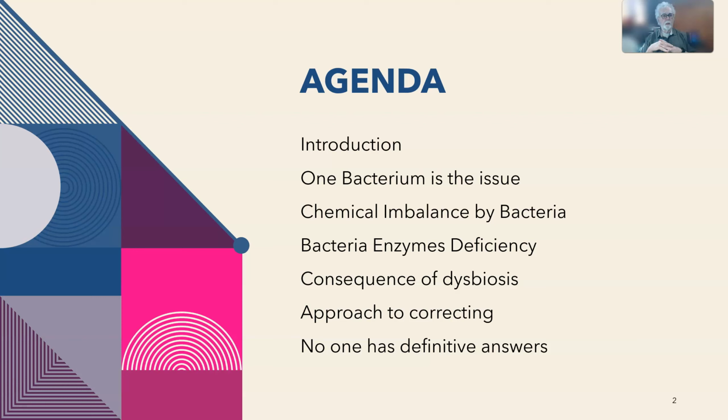Next step, we could look at chemical imbalances caused by bacteria. Bacteria produce chemicals. If you've ever been to a distillery, the alcohol is being produced by bacteria fermenting foods in the vats. Same for beer. So we have chemicals being produced by bacteria. Some of the chemicals may be produced in excess or insufficient.